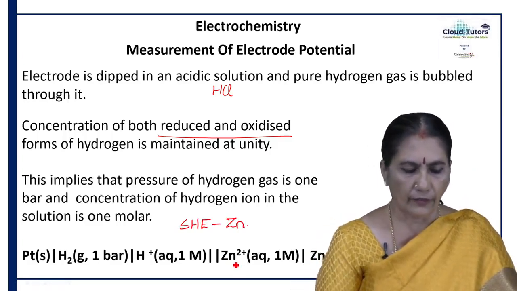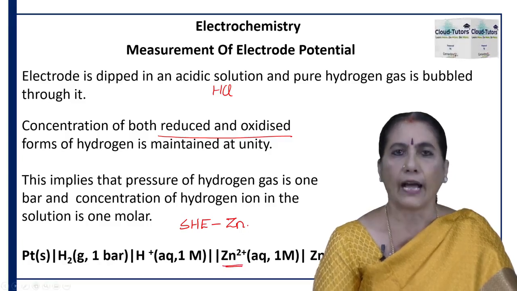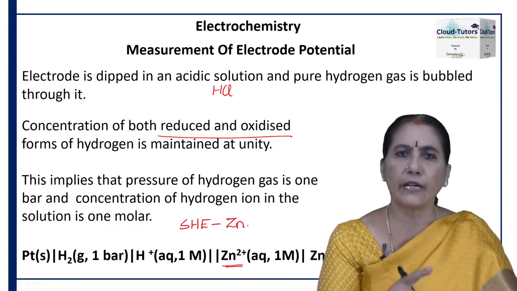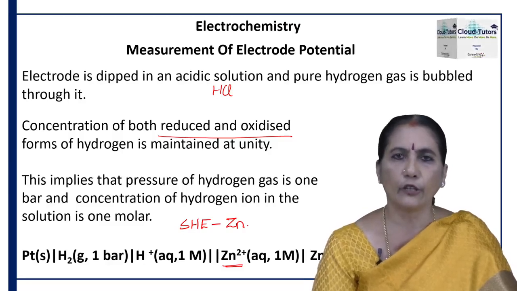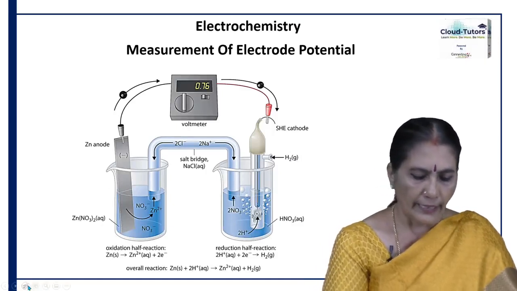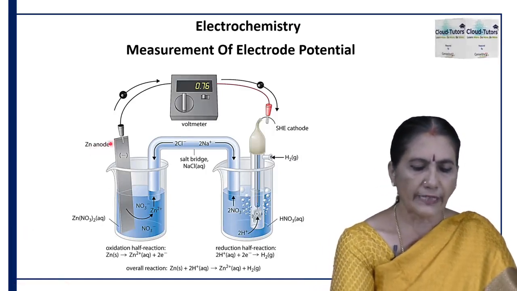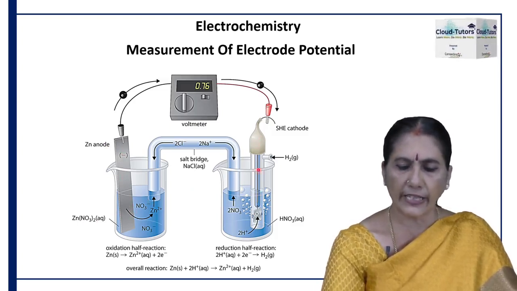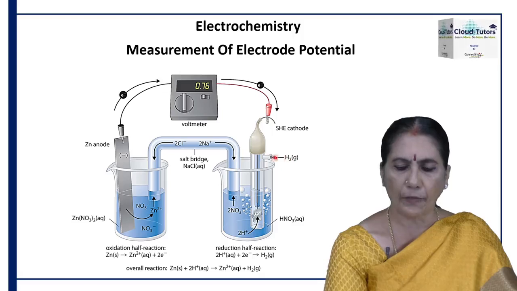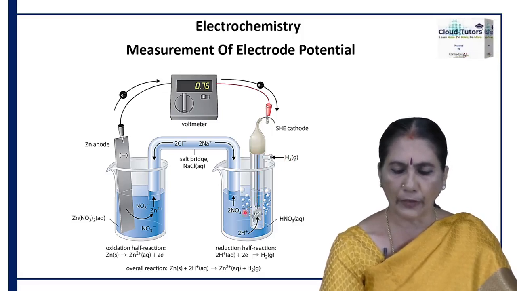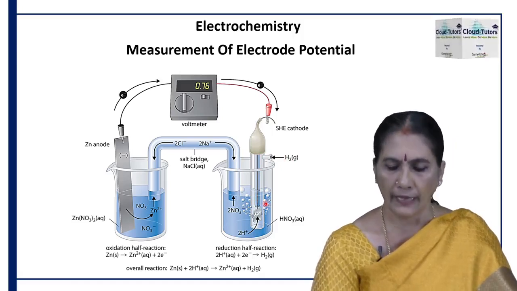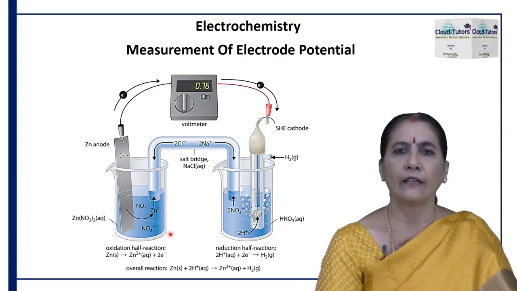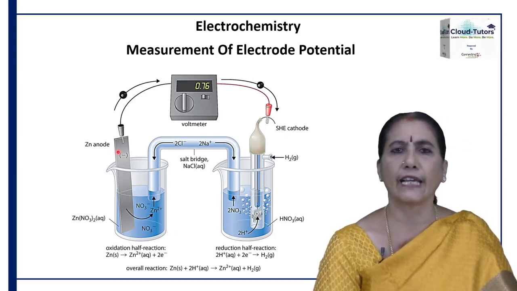Now here you can see Zn2 plus. Again the concentration of zinc ion is equal to 1 M, and the zinc rod is immersed inside a zinc ion solution whose concentration is equal to 1 M. Let me show you here. You can see zinc is immersed inside zinc nitrate solution. Same way here you can see the SHE electrode through which hydrogen gas is passed. You have a platinum strip here. You can see the hydrogen gas bubbles coming up, and at the bottom part you have a platinum strip. So in this setup, the SHE electrode has been clubbed with the zinc electrode.